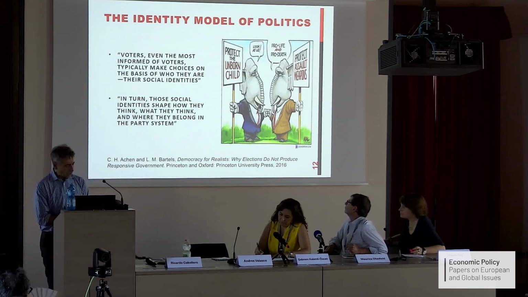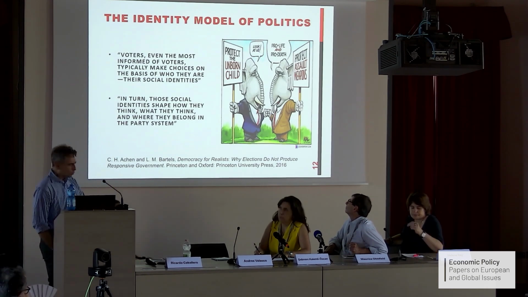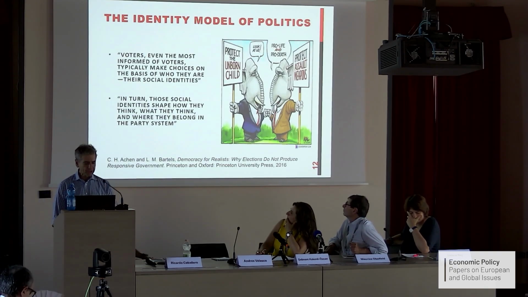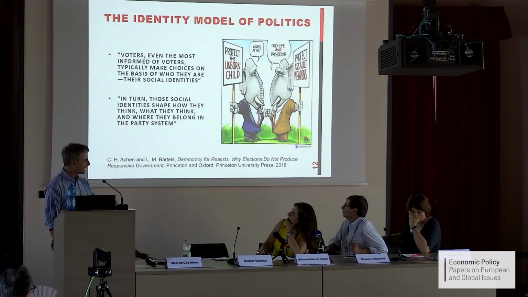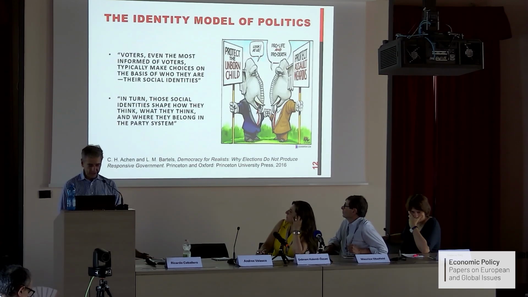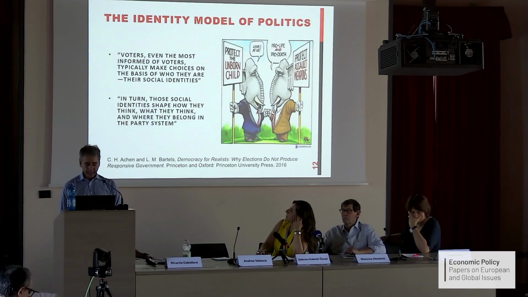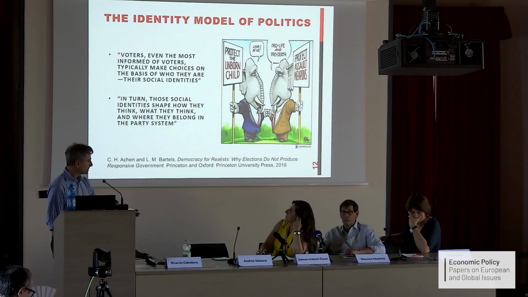And what these guys, the book can be summarized in those two quotes. They say, voters, even the most informed of voters, typically make choices on the basis of who they are, their social identities. Once they have their social identities all in place, and they've decided that they support the Democrats or the Republicans or this party or that party, then they decide what they think, what policies I prefer and what policies I advocate.